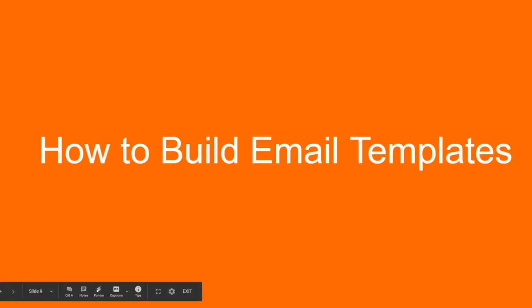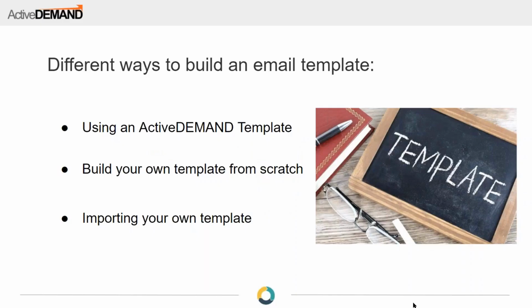So let's deep dive into how to build an email or an email template. Now, there are 3 different ways that you can build an email template in ActiveDEMAND. You can use any one of the ActiveDEMAND email templates that are available to everyone through the platform. There's also a blank template where you can select that and just build an email from scratch. And we also have a template that allows you to import your own information.